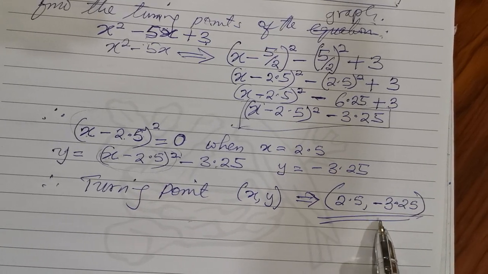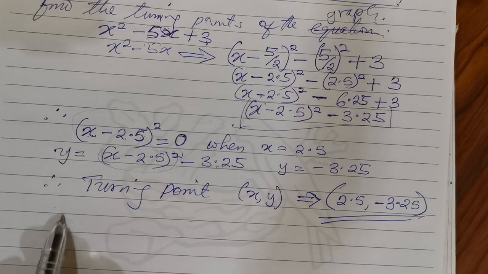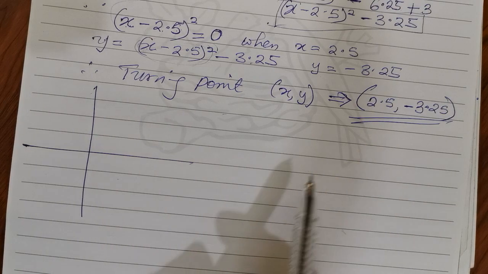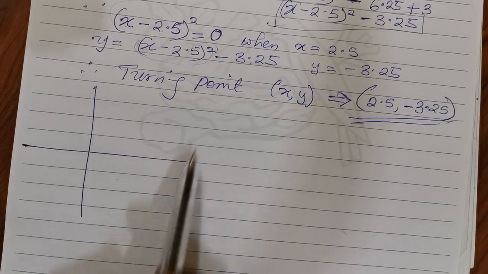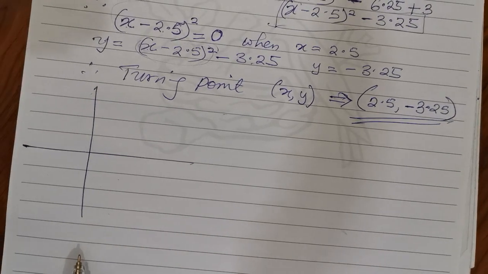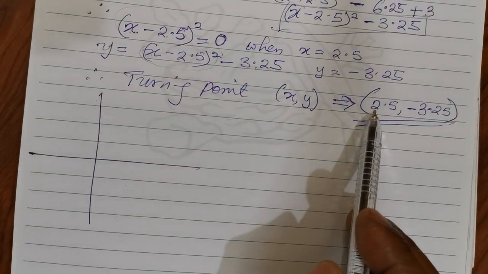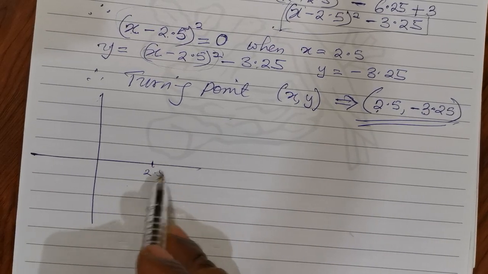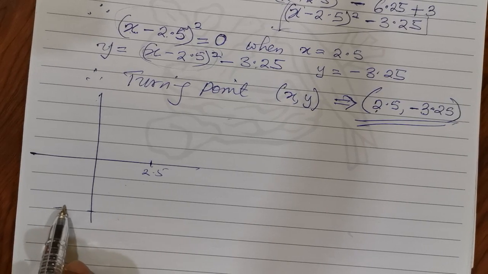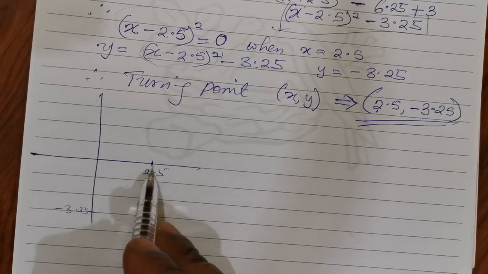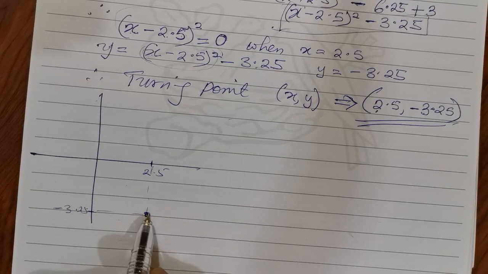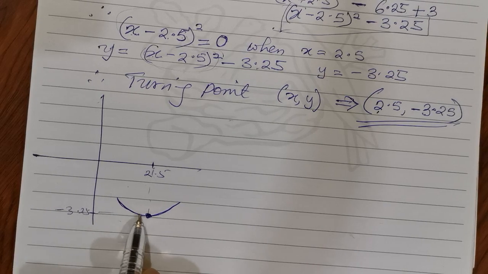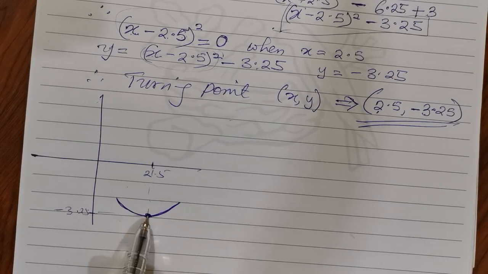Now, if we are drawing this graph, let me give an example because I need to draw the graph. The turning point is the point at which the graph turns or makes a smooth curve. Here x is 2.5, y is minus 3.25, so the turning point will be at this point. This is where the graph turns. This is what we call the turning point.